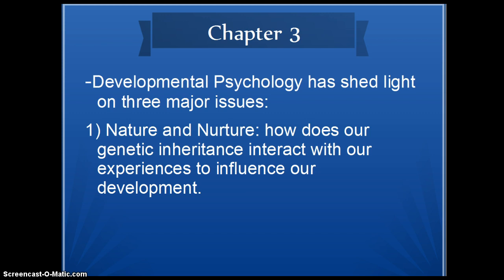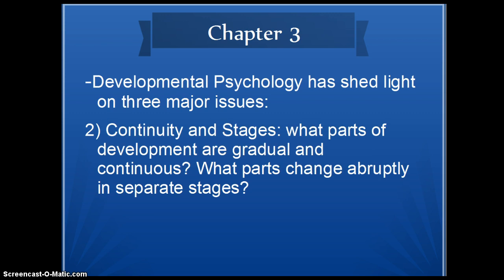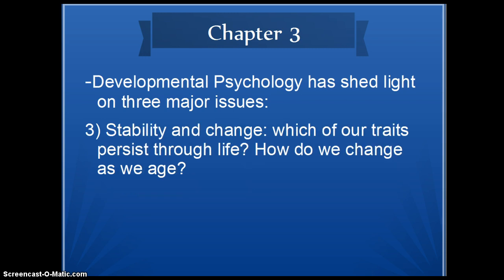The second issue is the question of continuity and stages. What parts of development are gradual and continuous, like riding an escalator? And what parts change abruptly in separate stages, like climbing rungs on a ladder? The third issue is stability and change. Which of our traits persist through life? How do we change as we age?